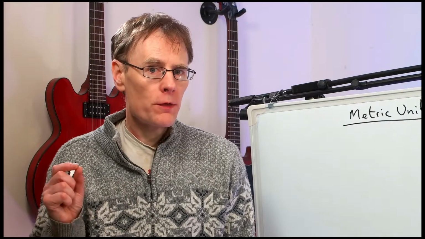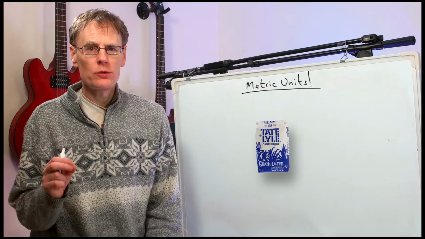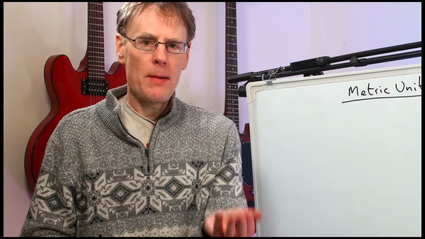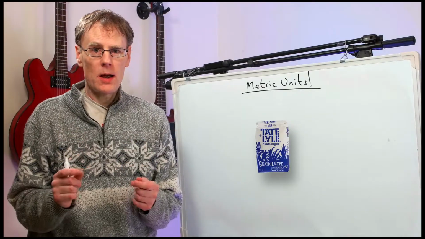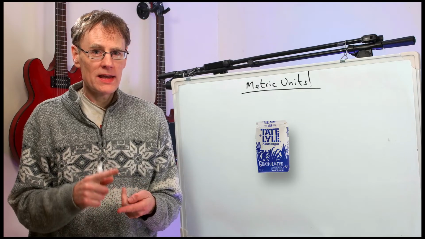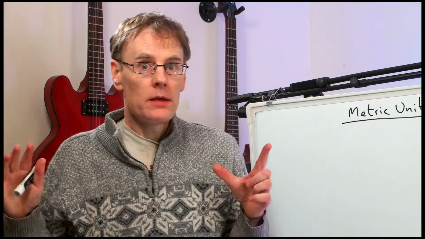Kilo means 1,000. So a kilogram is made up of 1,000 grams. A gram is pretty light. This might be about a gram. So we use kilograms as the standard unit of mass. 1,000 grams is a kilogram. Kilo means 1,000. A kilometre is 1,000 metres. A kilogram is 1,000 grams. A kilobee is 1,000 bees.